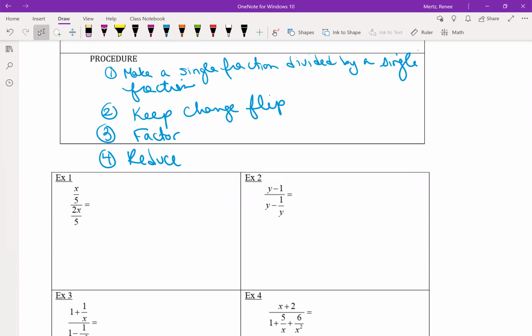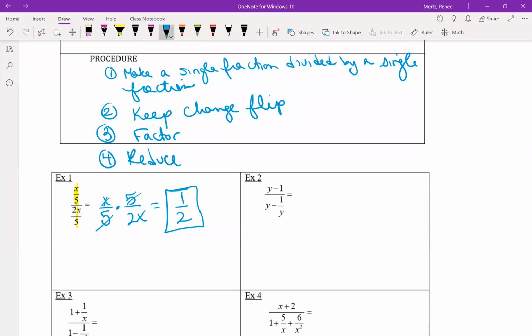On the first one, we already have a single fraction divided by a single fraction, so we're good to go. We're going to change it to multiply by the reciprocal. So we have x over 5 times 5 over 2x, reduce. So the 5's divide, the x's divide. We're left with 1 over 2.